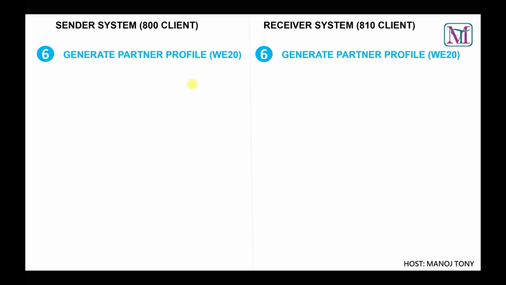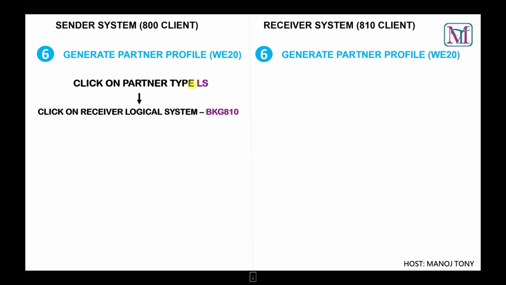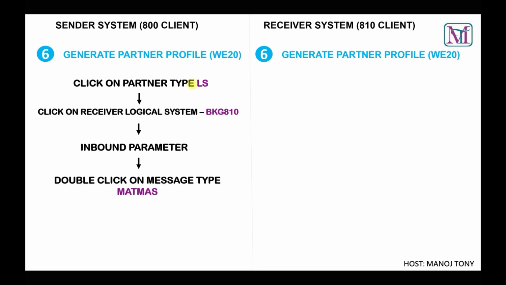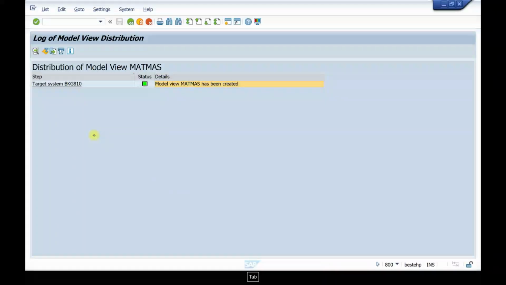Transaction code to generate partner profile is WE20. Then we'll click on partner type LS, then click on receiver logical system. Here in 800, receiver logical system is BKG810. Then we'll go to outbound parameter and double click. This is not inbound parameter, this is outbound parameter. Then double click on MATMAS.